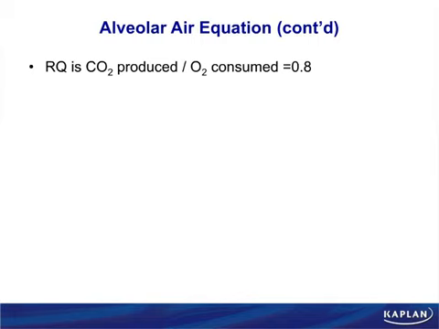Last part of the alveolar air equation is RQ. RQ is the amount or the moles of CO2 produced for the amount of oxygen consumed. Normal level is 0.8.